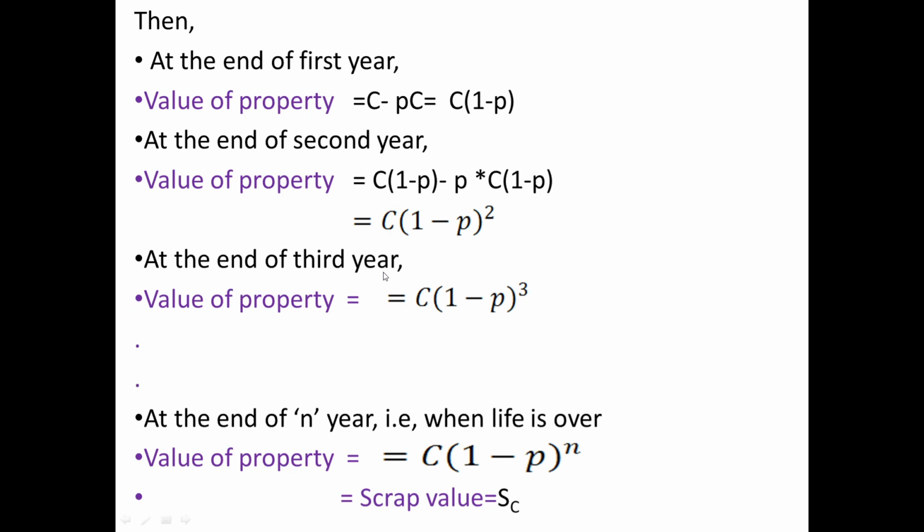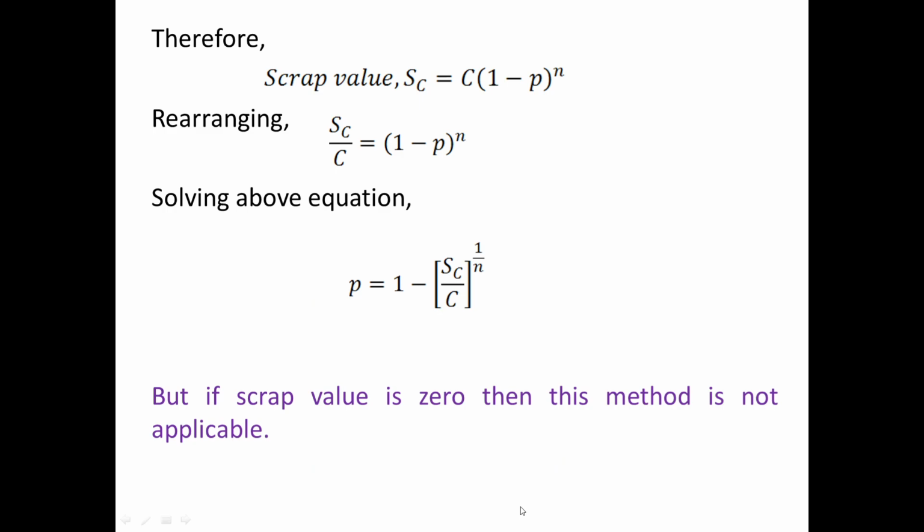Similarly, at the end of third year, the value of the property will be C into (1 minus P) to the power 3. And likewise, when the life is over, that is after n number of years, the value of the property will be equal to C into (1 minus P) to the power n. And that is nothing but the scrap value of the property, denoted as SC. Therefore, scrap value SC equals C into (1 minus P) to the power n.